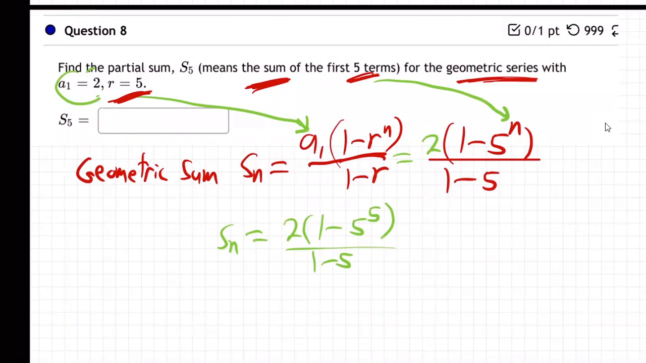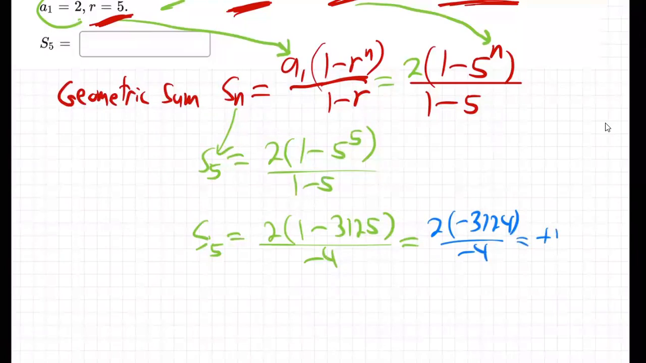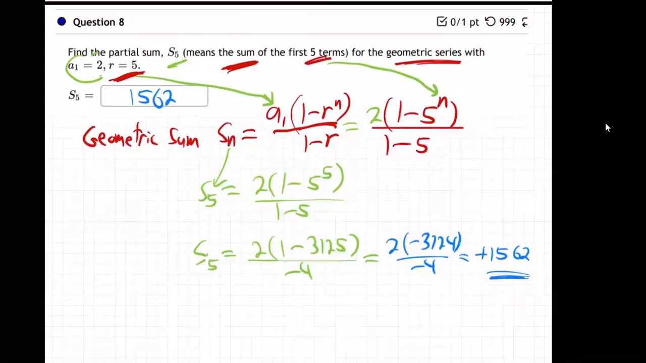And so that's S sub n, or S sub 5, because we're plugging in 5 for n, which is what they said: S sub 5, first 5 terms. It's 2 times 1 minus, hit the buttons on your calculator, 5 to the 5, what is that? 3125, over the bottom, which is negative 4. So I'm just going to crank it out: 2 times minus 3124 over negative 4. And I'm getting positive 1562. There it is. I found the sum of the first 5 terms.